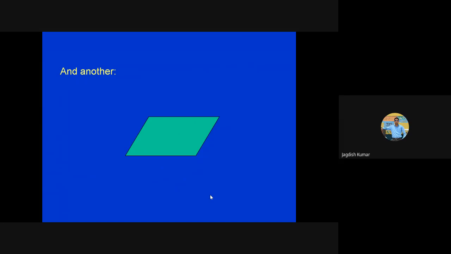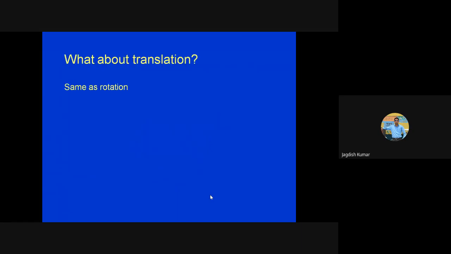So you can try this yourself. I again leave it to you to see what the symmetry elements should be for this parallelogram. So you try to do it yourself. Now, that was what kinds of rotational or reflection symmetries may exist for different objects.